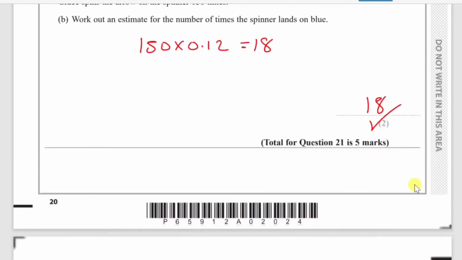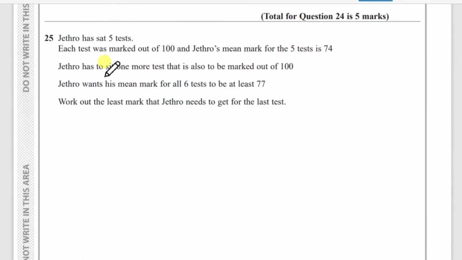That's it. Jethro has sat 5 tests. Each test was marked out of 100, and the mean mark for the 5 tests is 74. Let's keep this in mind. So the mean mark is 74. Now, he has to sit one more test, and that's also out of 100. He wants his mean mark for all 6 tests to be at least 77. Work out the least mark that Jethro needs to get for the last test.